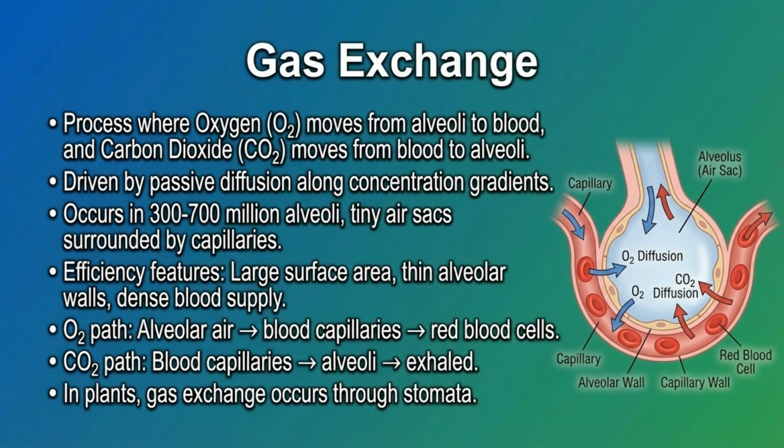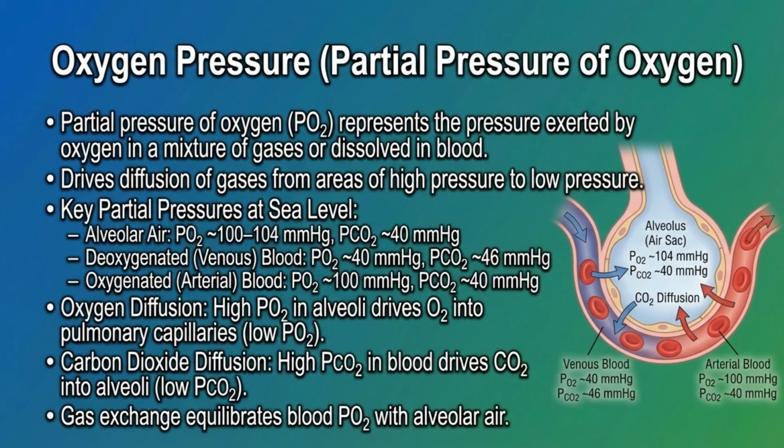Gas exchange is the process where oxygen moves from alveoli to blood, and carbon dioxide moves from blood to alveoli. This is driven by passive diffusion along concentration gradients in the alveoli. Oxygen partial pressure drives the diffusion of gases. High PO2 in the alveoli pushes oxygen into the pulmonary capillaries. Conversely, high PCO2 in the blood drives carbon dioxide into the alveoli.